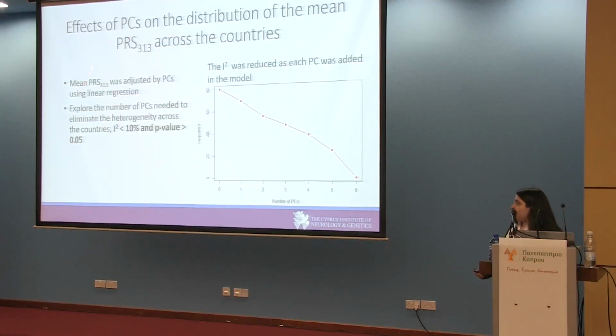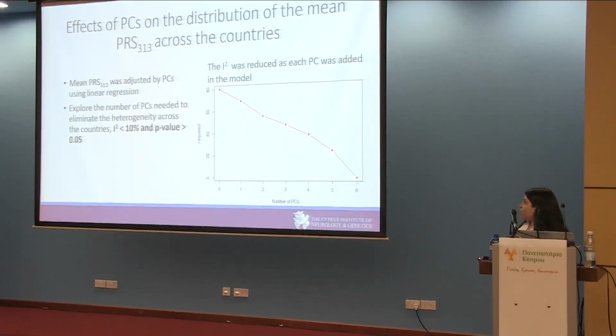Therefore, this time, we calculated the mean PRS adjusted by principal components using linear regression. So we also explored the number of principal components that need to be added in the model, so the heterogeneity across the countries will be eliminated. We actually set a threshold of I square less than 10% and a p-value greater than 0.05.